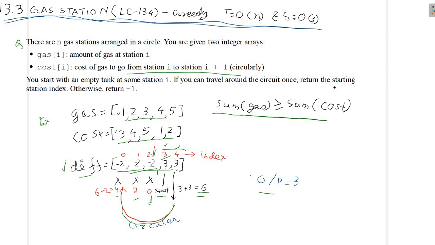So you start with an empty tank. We started with the empty tank at index 3, and you can travel one circle. If you see, we actually did one complete circuit, starting from the third index and stopping at the second index. So the output is 3.